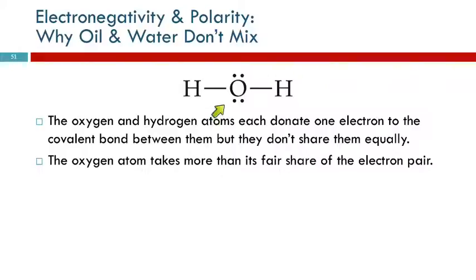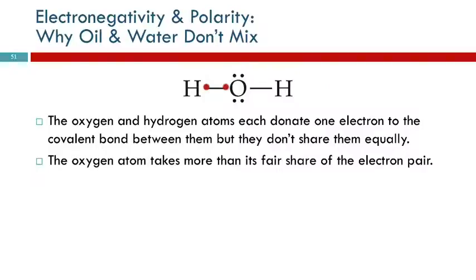So here's a Lewis structure for water. The oxygen and the hydrogen atoms are each donating one electron to the covalent bond that's between them. So this bond here, remember we sometimes drew it with dots at each end because it's two electrons that are being shared. Those electrons are being shared, but they're not shared equally.